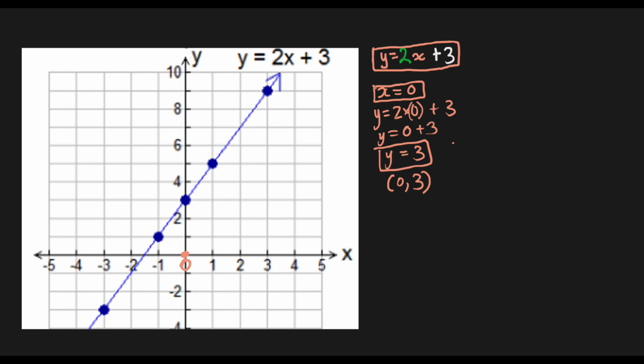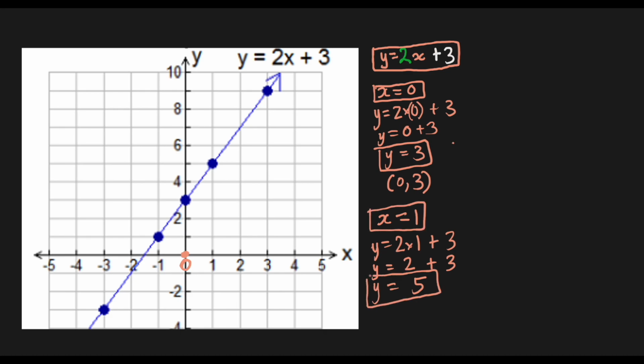Now, next one. Let's try it when x is equal to 1. So when x is equal to 1, we're using the same formula. 2 times 1, so y is equal to 2 multiplied by 1 plus 3. So then we'll get 2 plus 3, which is 5. So when x is equal to 1, y is equal to 5. So that means the coordinate at that point would be 1, 5. As you can see here, at 1, the coordinate is 5. So 1, 5. And here is 0, 3.